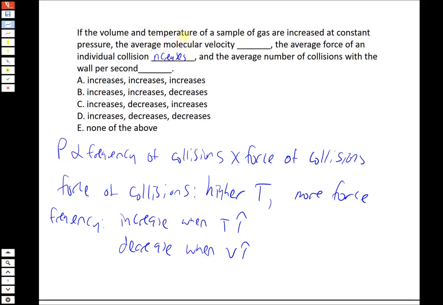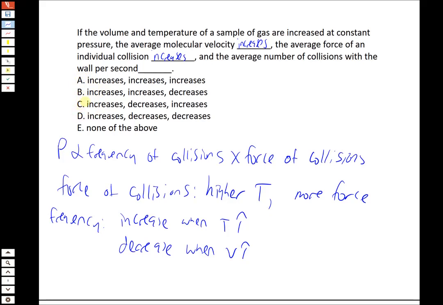So if we increase the temperature, as we talked about in the last two problems, the average molecular velocity increases as well. So that's probably the most straightforward one, is this first one here. The molecular velocity increases with temperature because the kinetic energy increases, but all four of the answer choices have that, so we can't distinguish on those. So now we have to figure out what happens to these other two here.